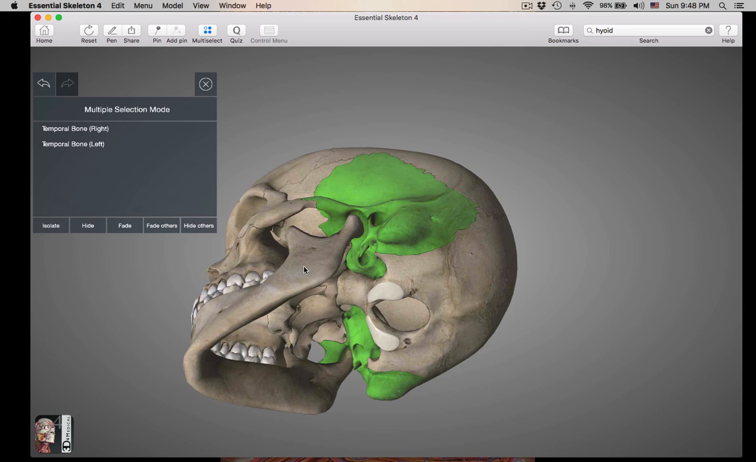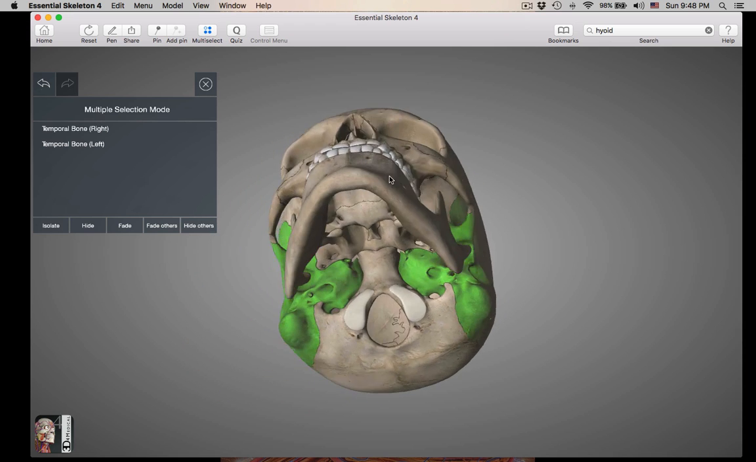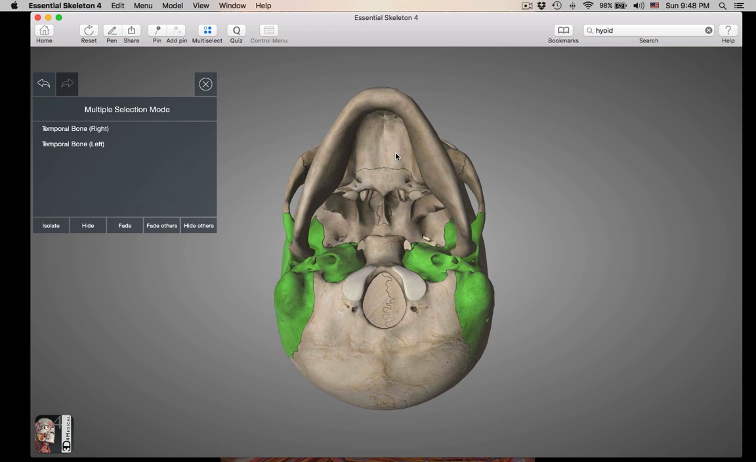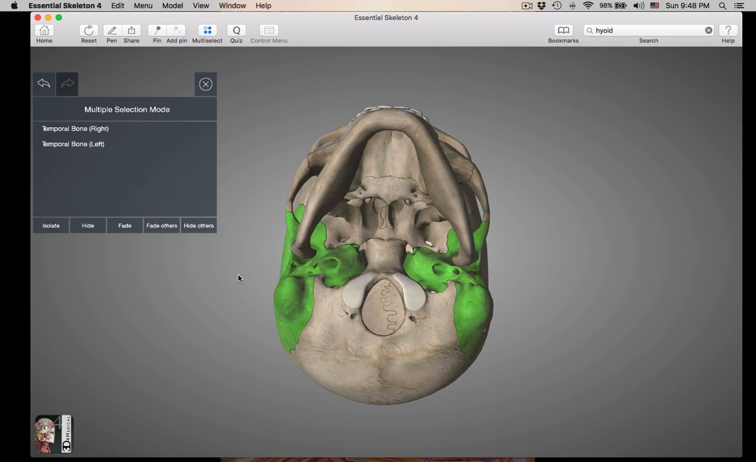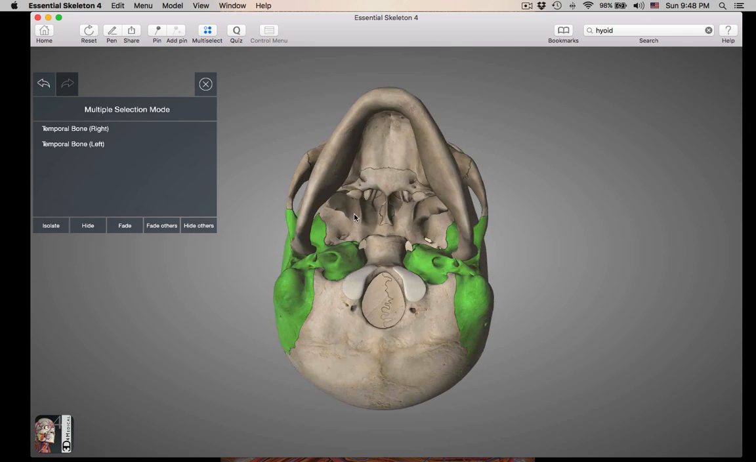But I'm not going to pop it off of him. It would take me too long. But in class, make sure you do that so you can see the mandibular fossa right there, where the head of the mandible goes.